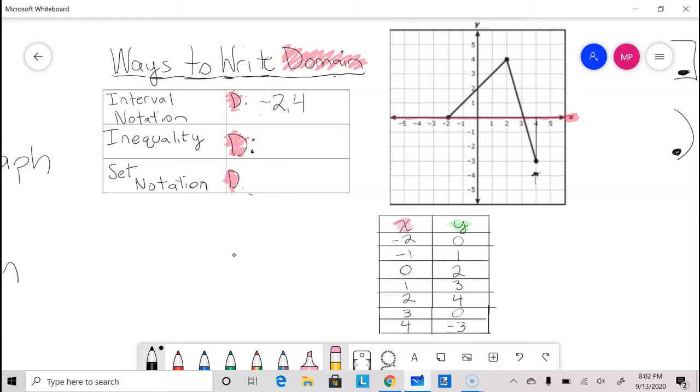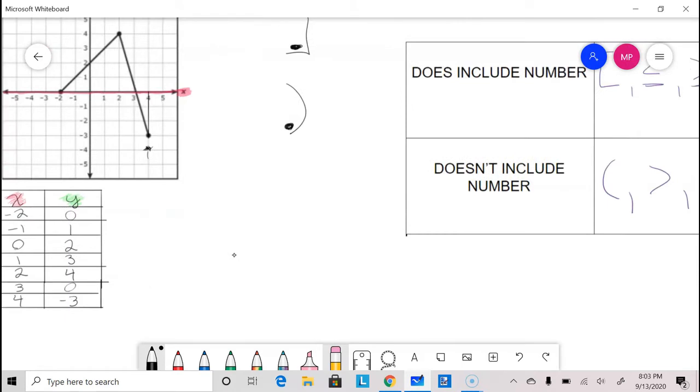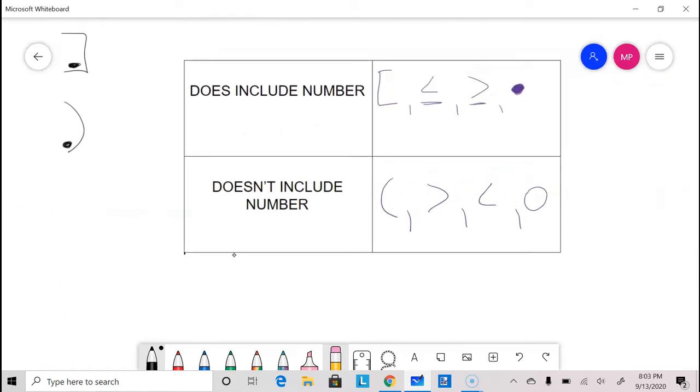Now for the interval notation, we're going to have to use either a bracket or a parenthesis. Now I drew up a little table to help us see which of either the bracket or the parenthesis we need to use. If the number's included, we're going to use the bracket, the greater than or equal to, or the less than or equal to, and the solid dot, or filled in dot, however you want to think about it. And then for the next row, it doesn't include the number or the value. We have a parenthesis, the greater than or the less than, and then a hollow dot.